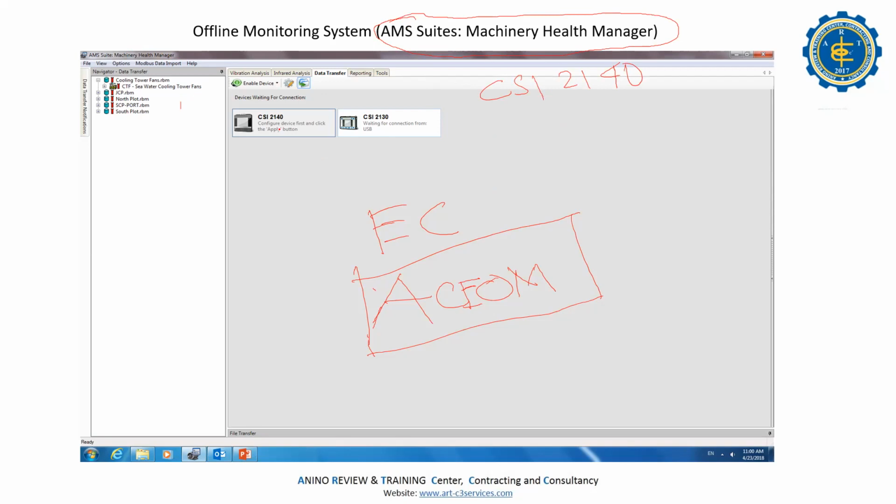So this one, we have 2140 or 2130? I don't know, sir, I have to check. So if you click this one, vibration analysis, data transfer. So you are the one to dump, or do you have a technician in your plant? No, I am the one. I have to do analysis. I have to collect the data, everything.